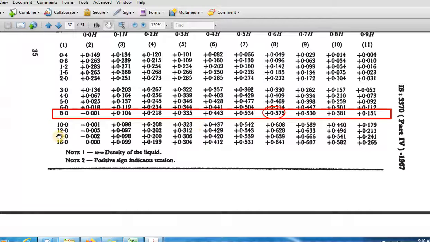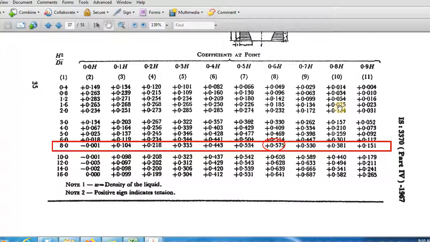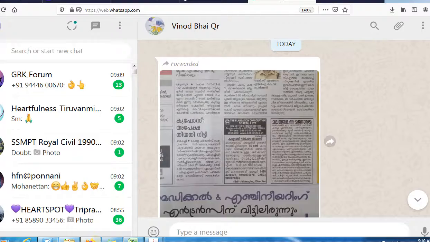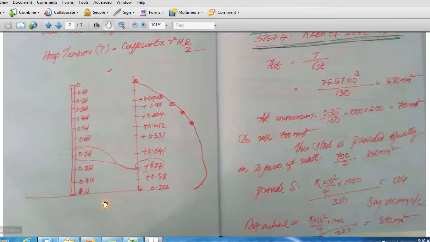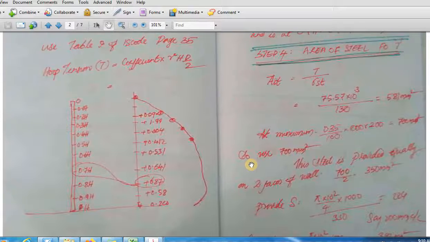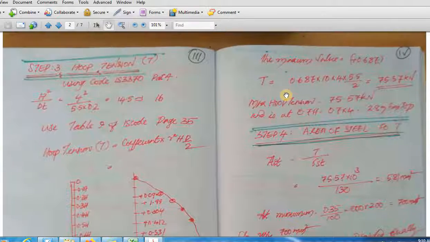Okay, so we can take the maximum value. It is given here that the maximum is 0.582, which is coming at 0.8H. No, it is 0.687. It's coming at 0.7H. So you can take that value and find out the tension. This is what the tension diagram will look like. Everything is positive. So let us take the maximum value. Maximum value is T equal to 0.687. So tension is plus 0.687.